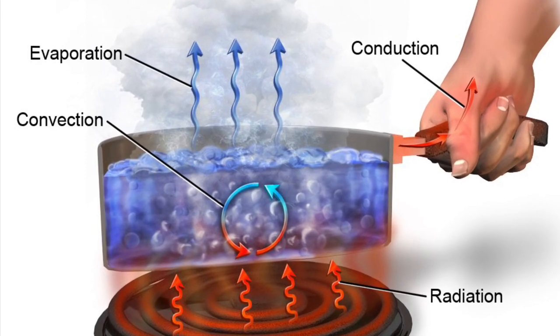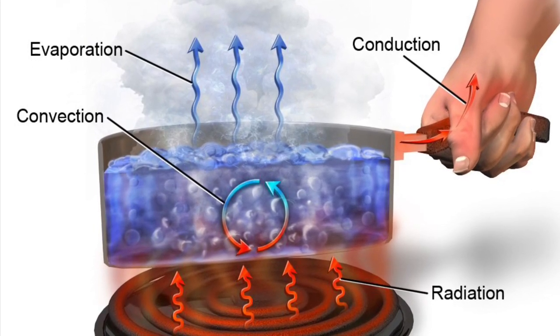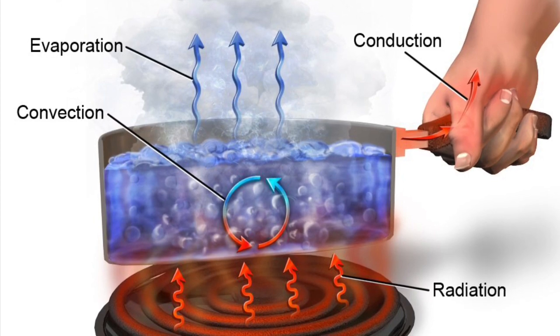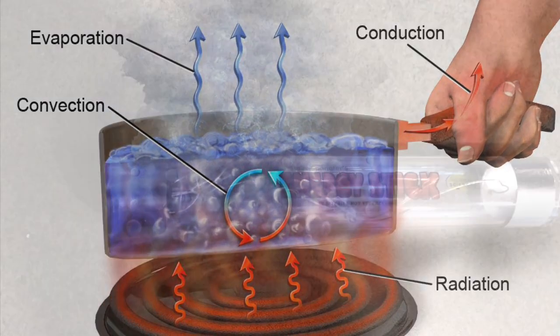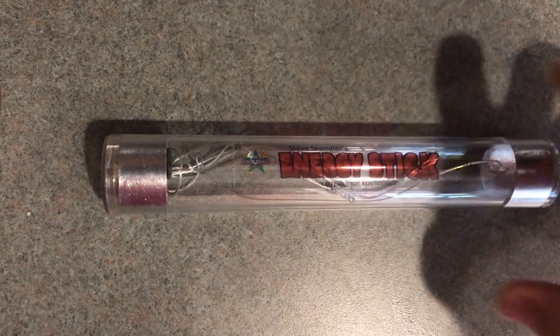So we're going to look at some other stuff to see that happening in my kitchen, and we're going to talk about conductors and insulators again as a review. So I'm breaking out my energy stick again.